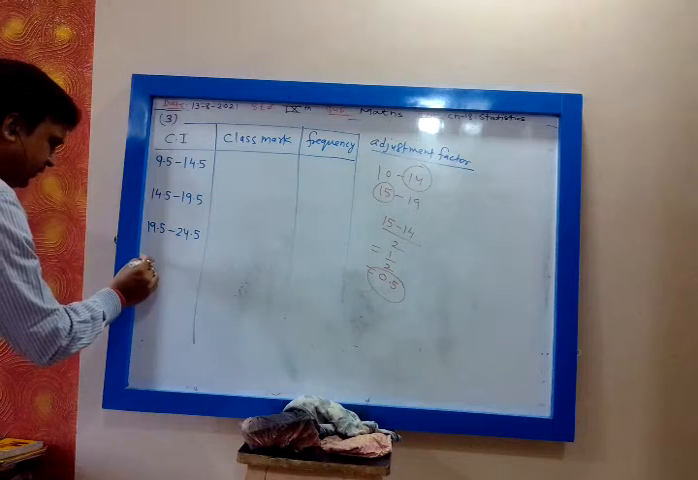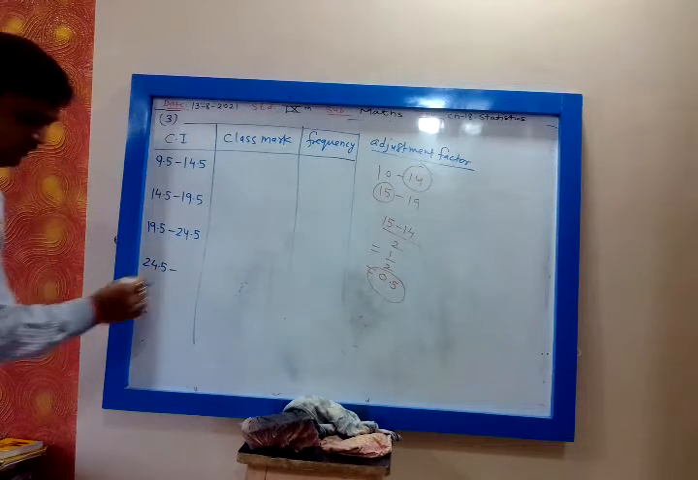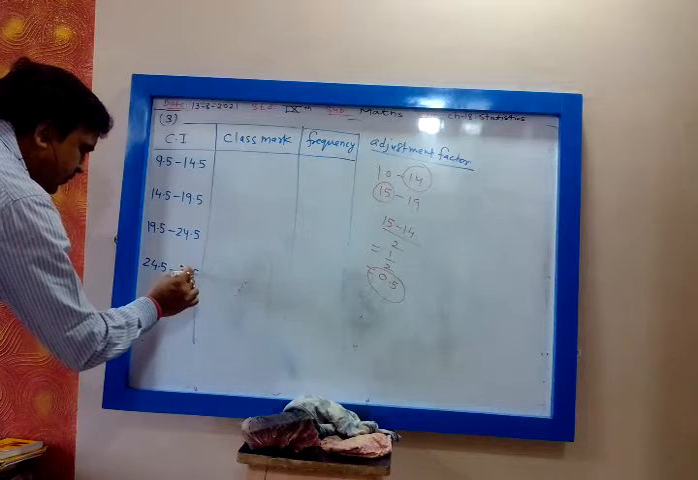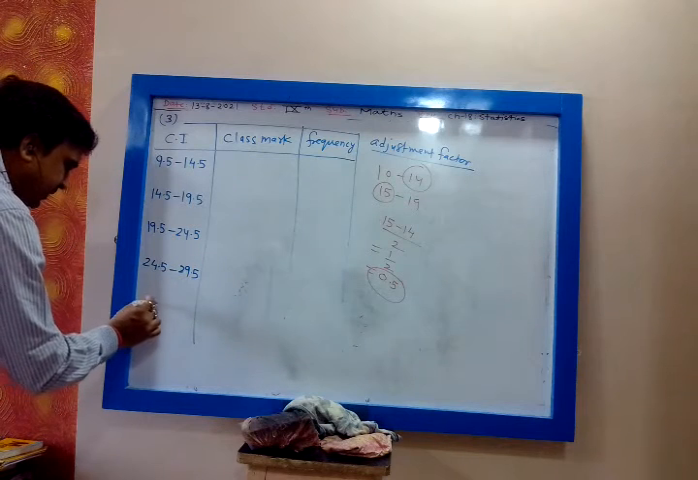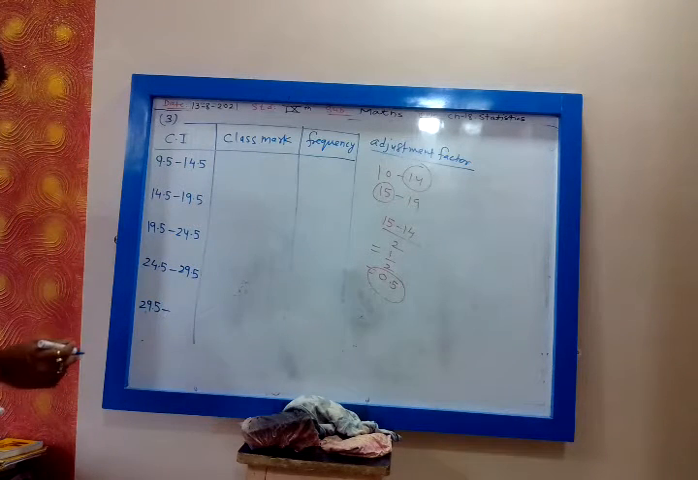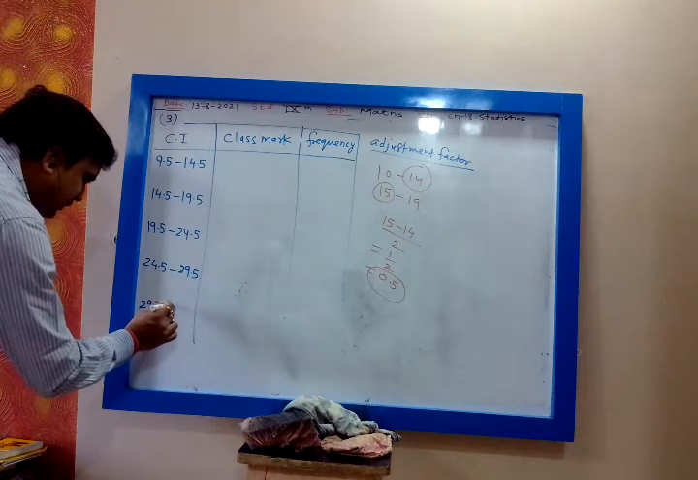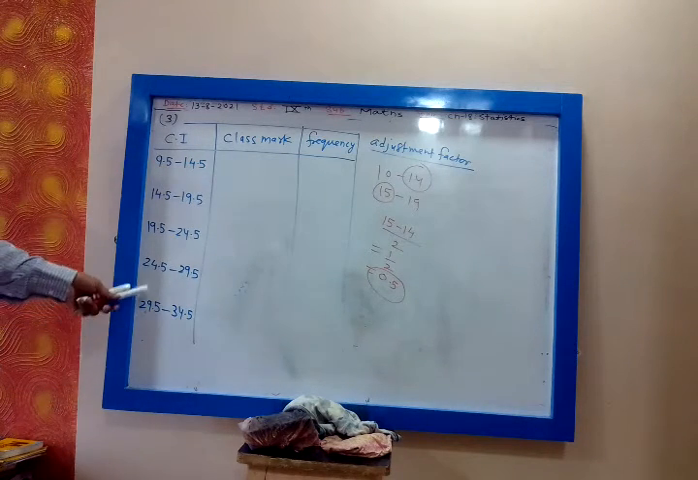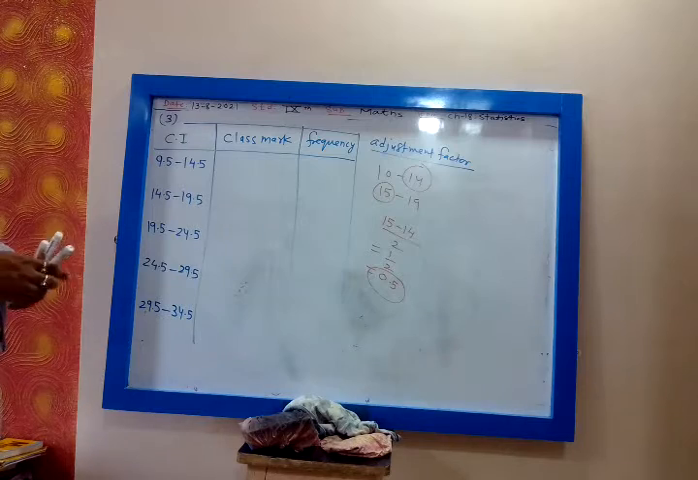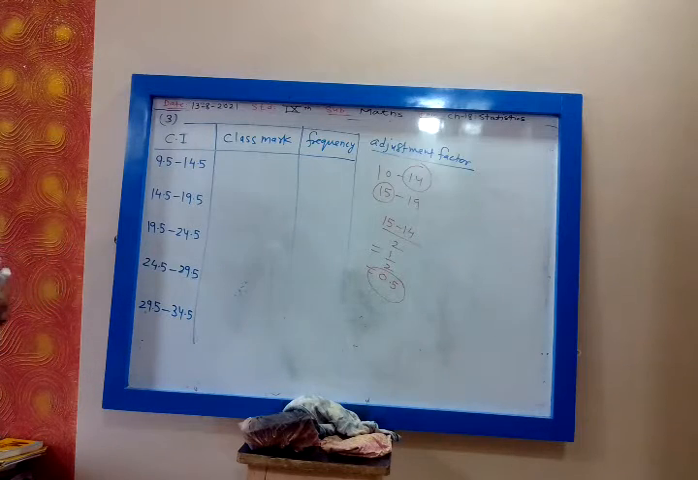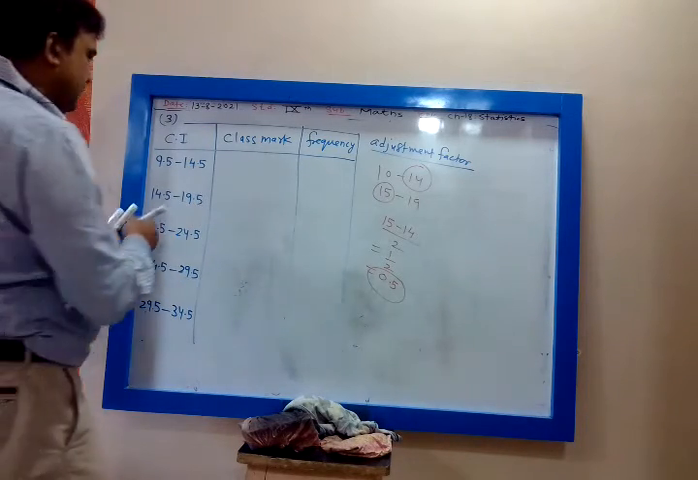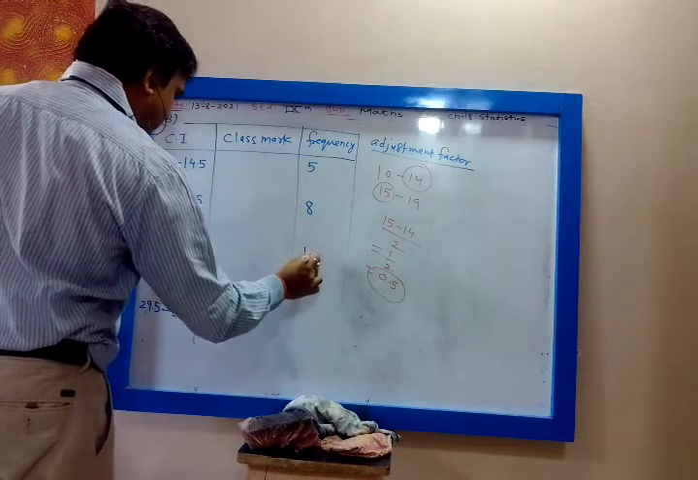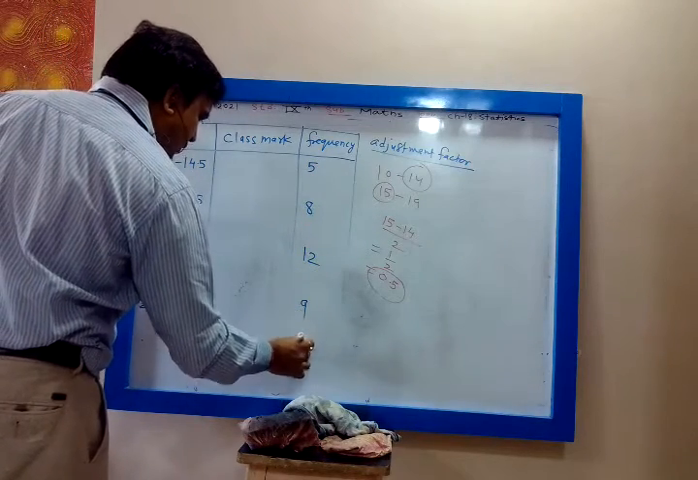Then 24.5 to 29.5. Then 29.5 to 34.5. We subtract the adjustment factor from the lower limit, we add the adjustment factor to the upper limit. The frequencies given are 5, 8, 12, 9, 4.